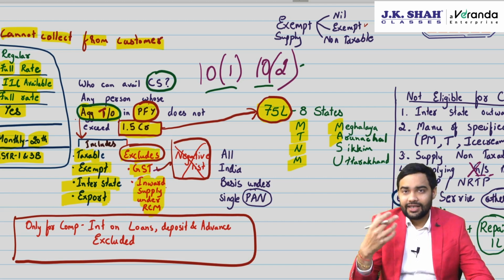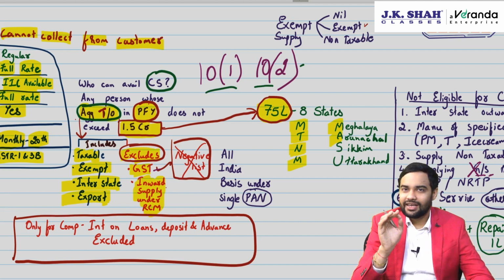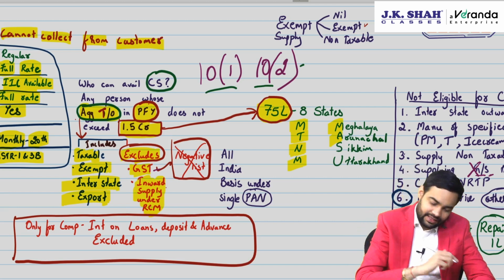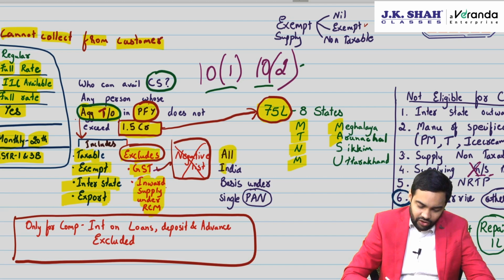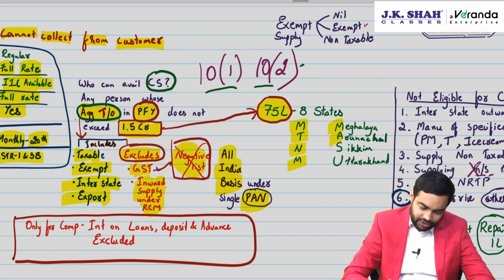Otherwise, if we apply general common sense, never can inward supply be considered as my turnover. Turnover would mean outward supply. So inward supply under forward charge is also not part of aggregate turnover. Then it is calculated on an all India basis for all the branches under a single PAN. Negative list is not turnover because it is not a supply. As it is not a supply, it will never become part of turnover.